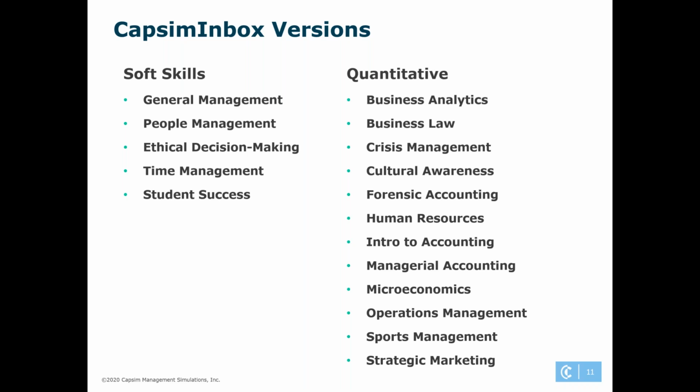But as you can see on the left side of the screen, we have a variety of more general soft skill versions, such as general management and people management, ethical decision making, which is my personal favorite, time management, which was actually recently featured in Harvard Business Review, and one of our most recent in-house versions being student success, where this one solely focuses on trying to improve student retention from their first year through the remaining term that they're on campus. And on the right side of the screen, you'll see a variety of different quantitative versions.